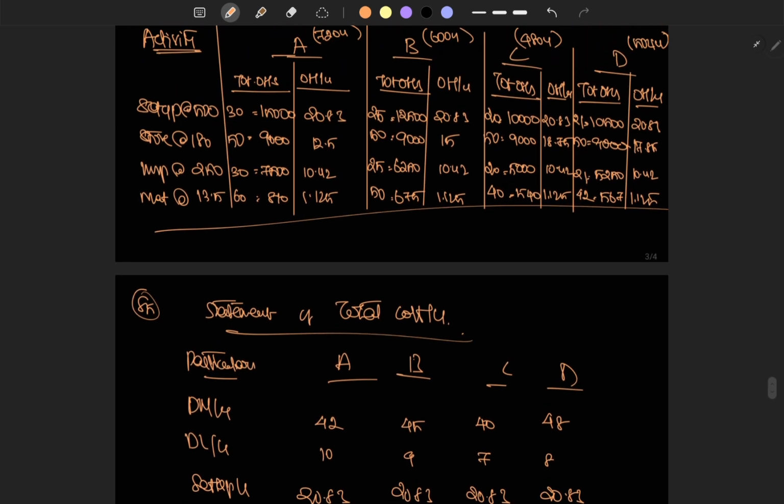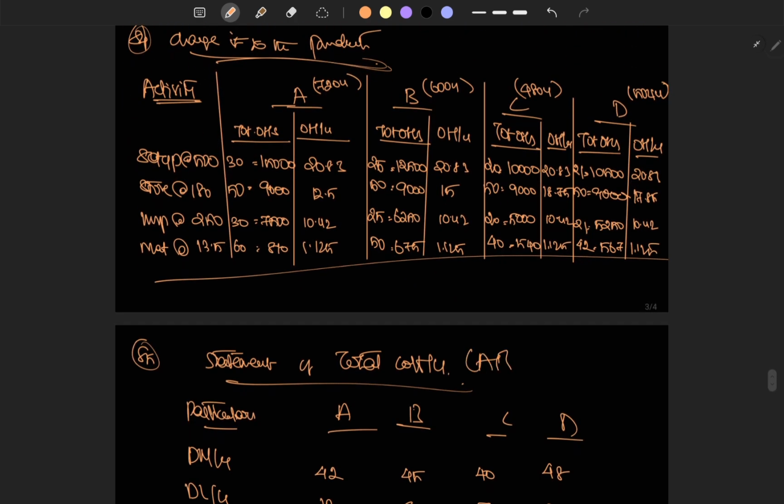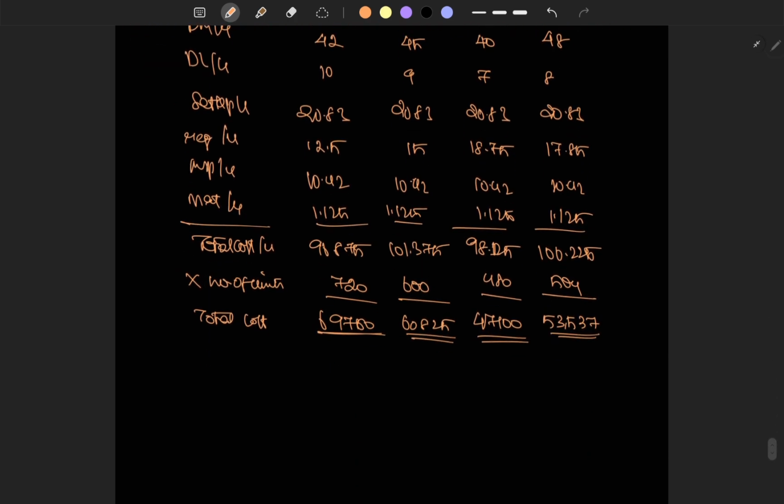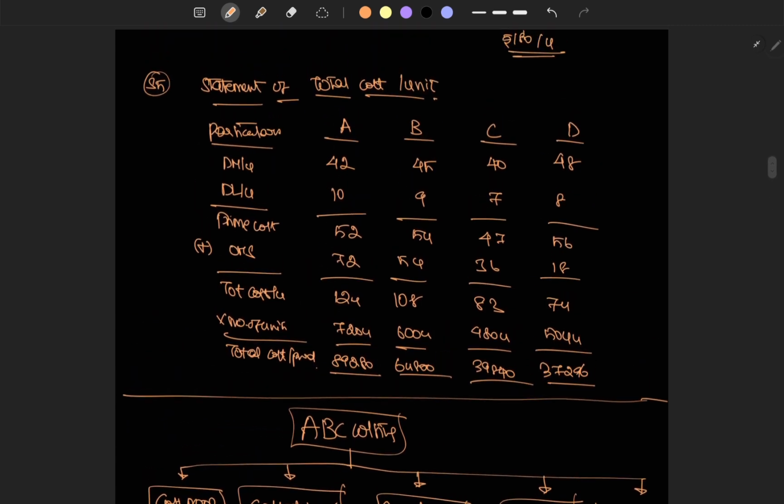Now we have found the total cost per unit under ABC and under absorption costing. Let's compare both. This is our question, right? A, B, C, D. Absorption costing. The values are 89,280. These are the values, right? Let's copy and paste that.